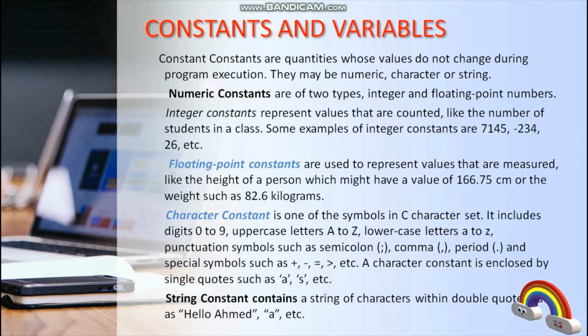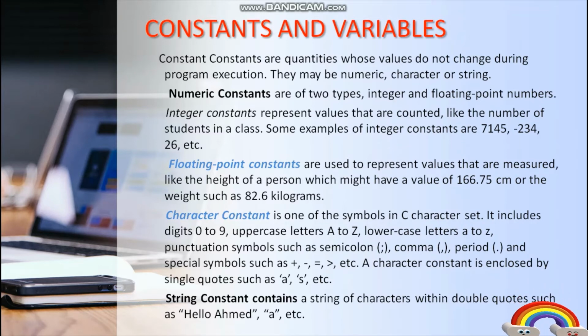So by name, the numeric constants, the numbers that don't change their values during the execution of the program, are called numeric constants. And numeric constants are further of two types. One is integers and the second is floating. Integer means the whole number, the complete number like 10, 20, 30, 100, 1000. So these numbers are known as integer numbers.